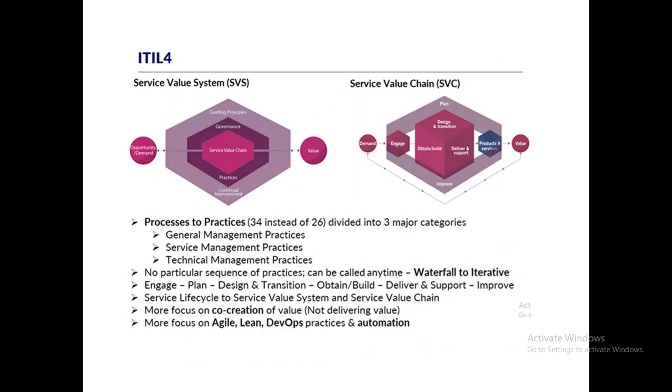Now this is ITIL 4. We will not talk much about it. As I said, I talked about co-creation of value. There is more focus on agile, lean, DevOps, and automation. It is more iterative in nature rather than waterfall. Earlier they had 26 processes. Now they have 34 practices.